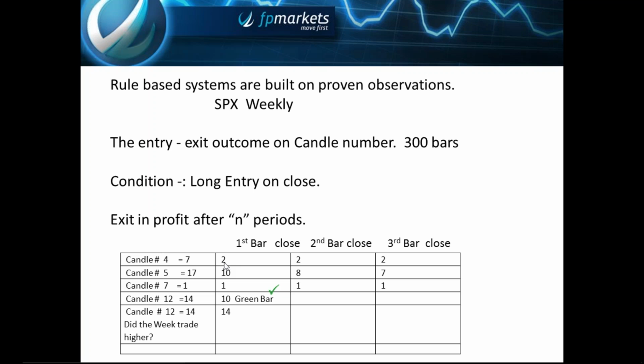On the first bar, it was only profitable 2 times. The second bar, it was still profitable only 2 times, and the third bar, still profitable 2 times. And so, as simple as it is, it gave a particular outcome.